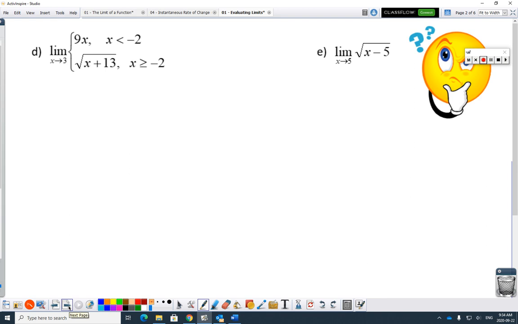Okay, limit as x approaches 3. The function is 9x when x is less than negative 2, and the other function is x plus 3, x greater than or equal to negative 2. I think I've said enough things to get you ready for how to handle this piecewise question. What do you suggest we do to find this limit?